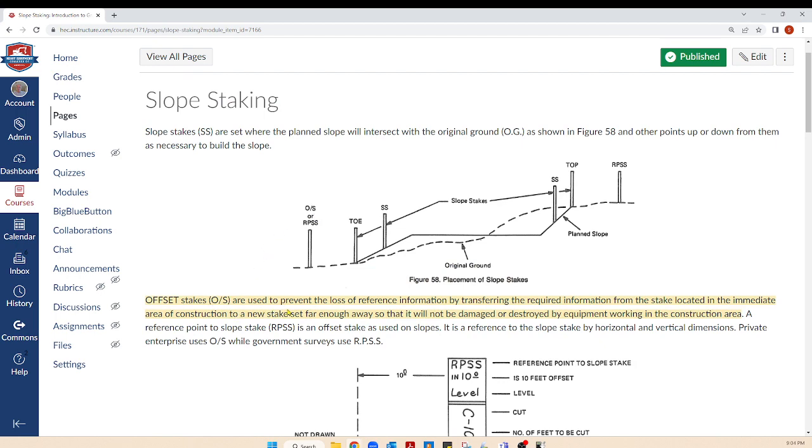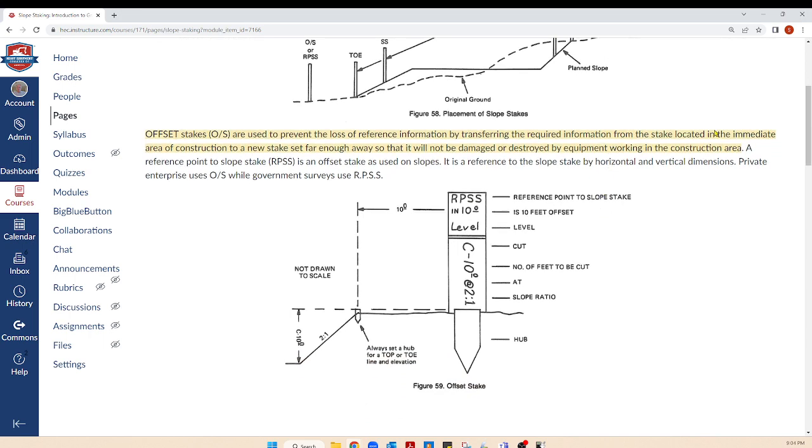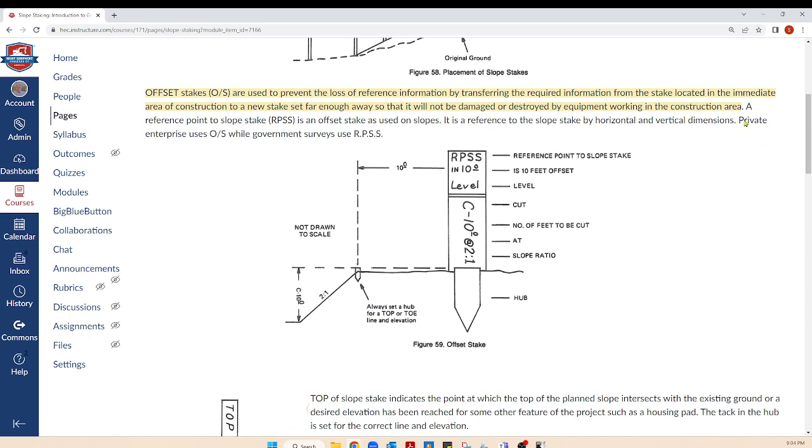So offset stakes are used to prevent the loss of reference information by transferring the required information from the stake located in the immediate area of construction to a new stake set far enough away so that it will not be damaged or destroyed by equipment working in the construction area. A reference point to slope stake is an offset stake as used on slope.